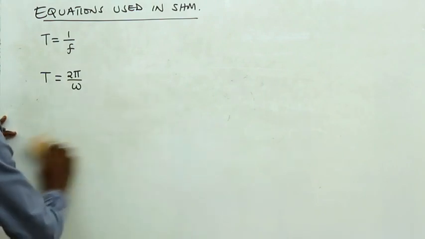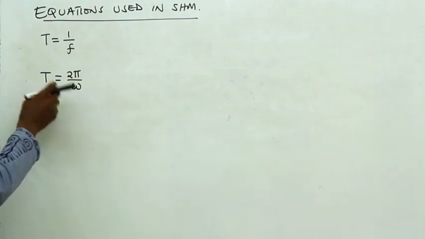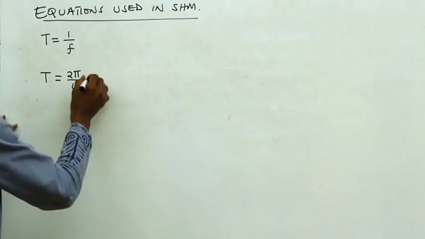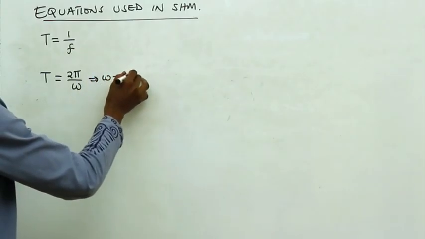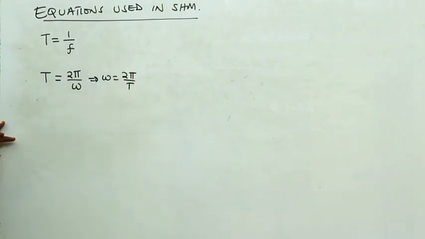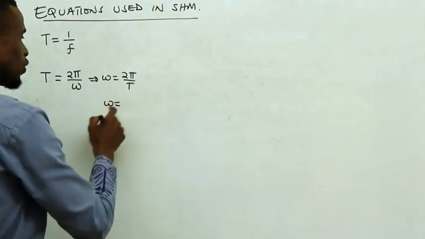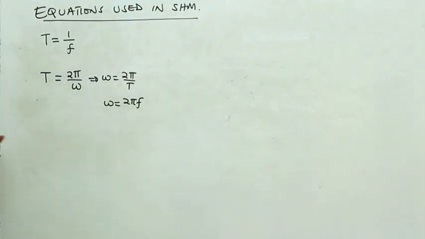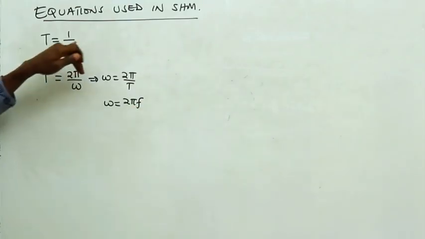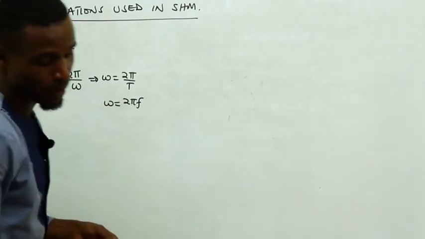Now if T is equal to 2 pi over omega, we shall use this actually a lot. Implying that omega is equal to 2 pi over T. But 1 over T is equal to f. So we can have that omega is equal to 2 pi f. So far those are 3 or 4 equations, but they are all very basic.